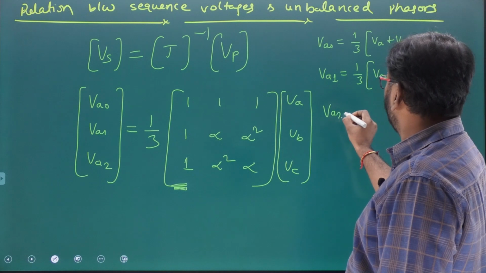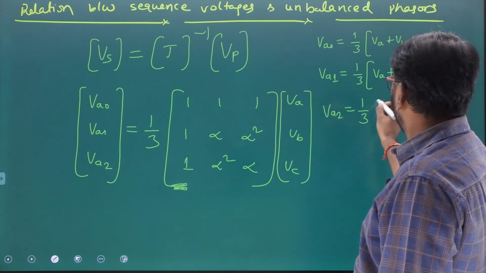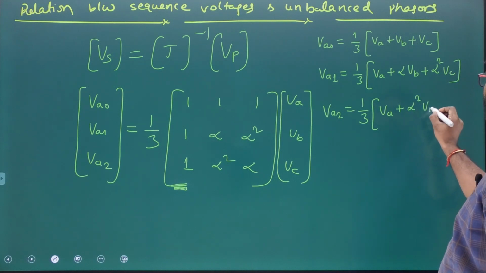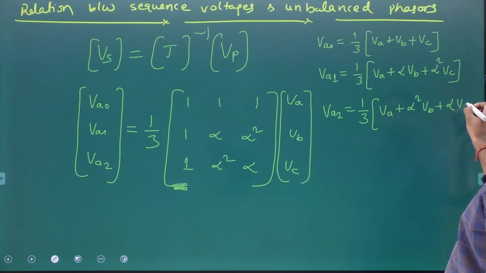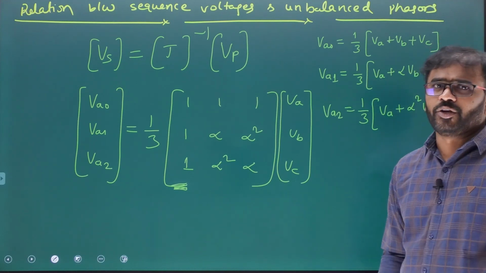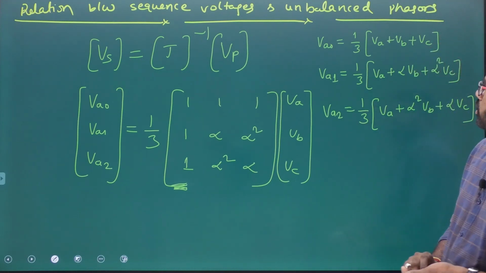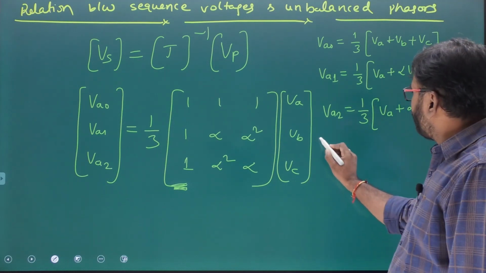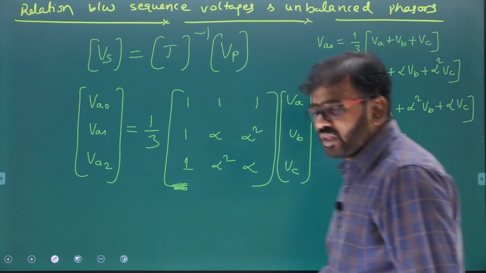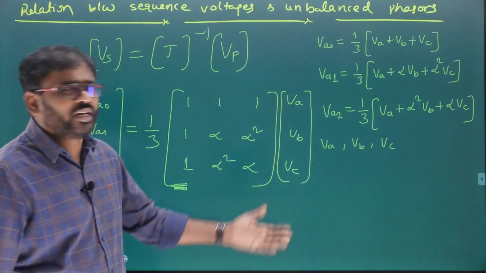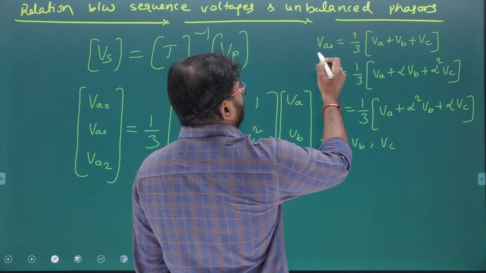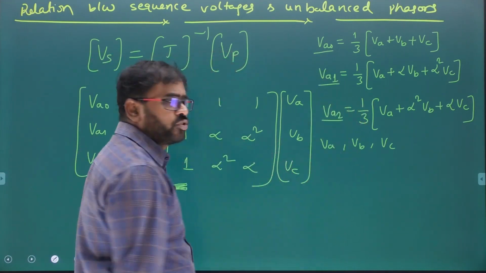The expression for VA2 is VA plus alpha square VB. That's about VA naught, VA1 and VA2. Generally in the problem, VA, VB, VC are given. For example, if VA, VB, VC are given, it may ask you for the sequence components of phase A voltage. The sequence components of phase A voltage means VA naught, VA1 and VA2, which you need to calculate.